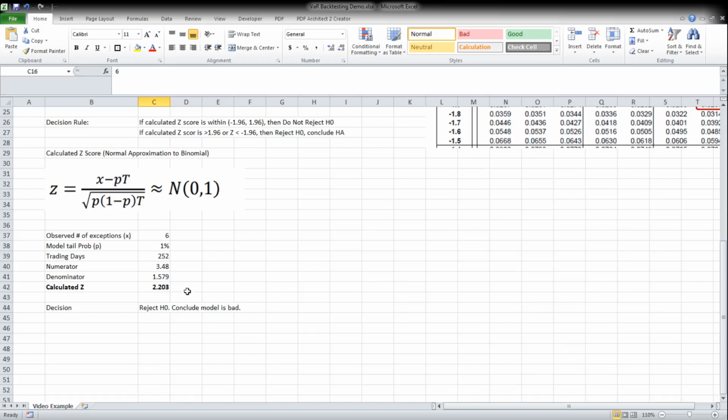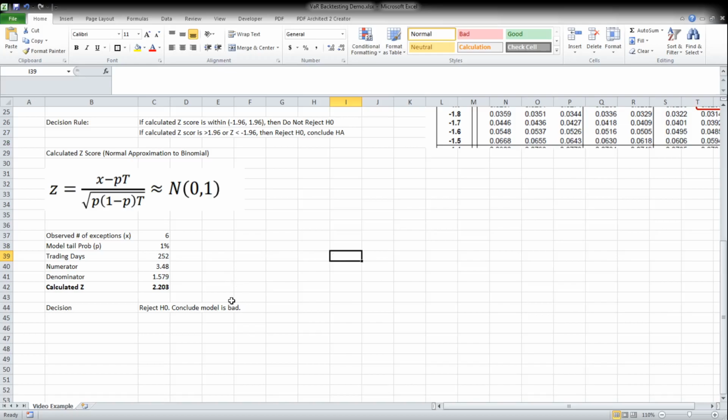Another very useful tool from hypothesis testing is the p-value. So this decision is binary. It just tells us whether our model is good or bad. The p-value can tell us a little bit more about our decision. How strong is the decision? How strong is the evidence against H naught?